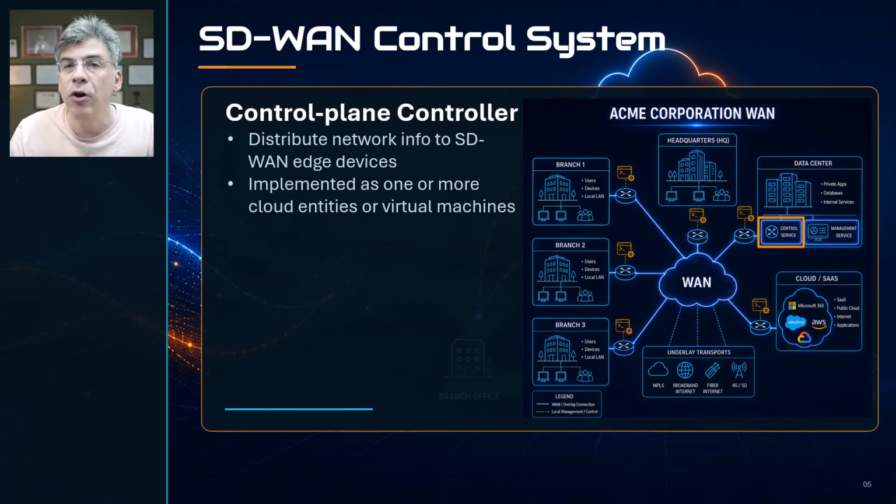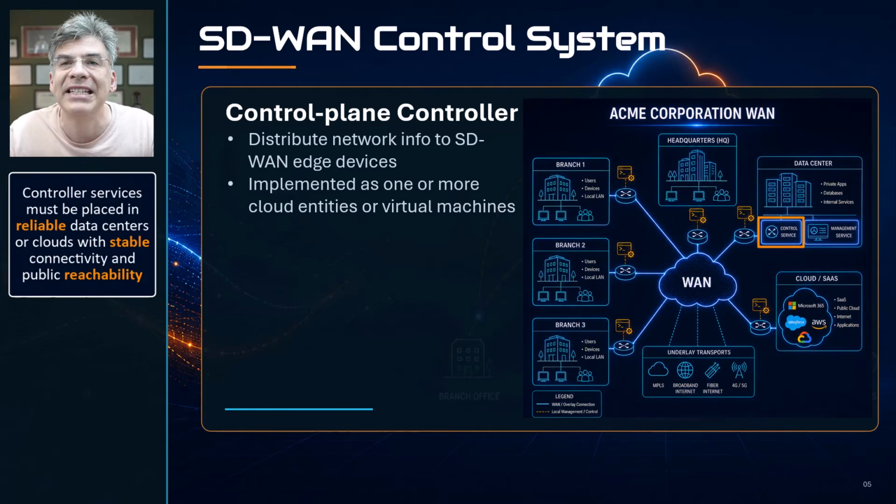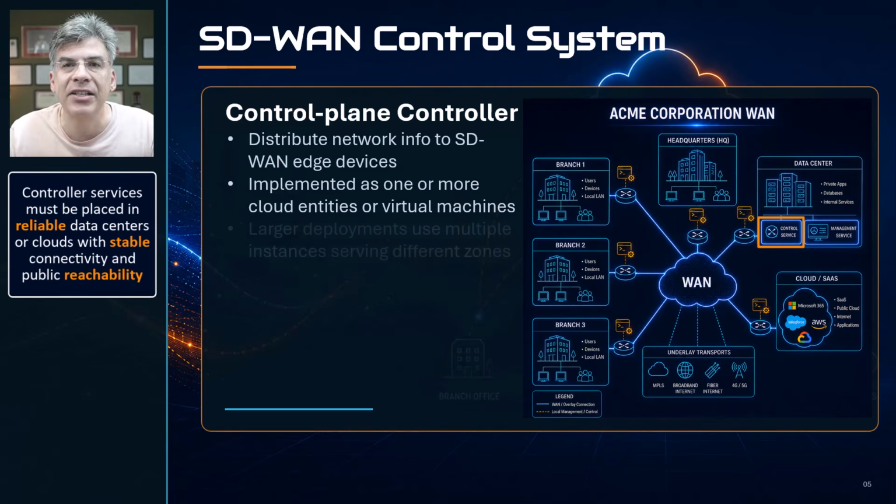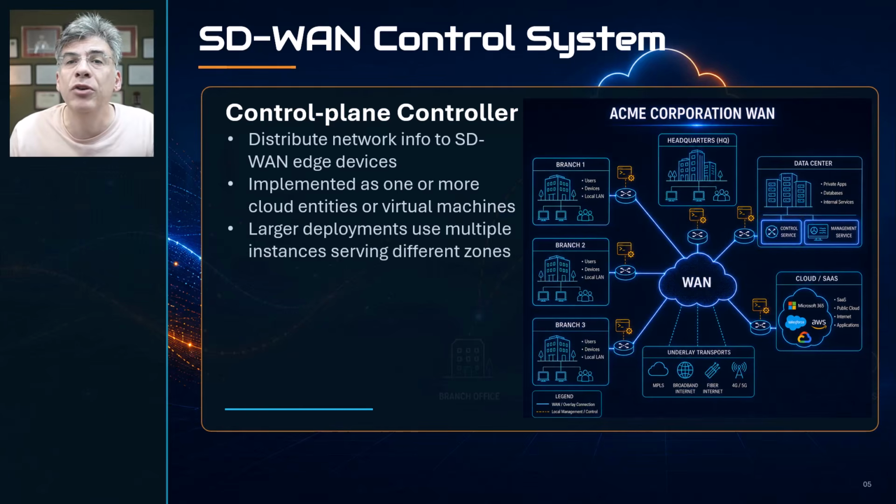For a self-hosted deployment like this one, the control plane systems are normally placed in reliable data centers or cloud regions with stable connectivity to all SD-WAN sites. Larger deployments typically use multiple control plane instances, often distributed across separate data centers or availability zones, so that the failure of one system or location does not disrupt the whole control plane.